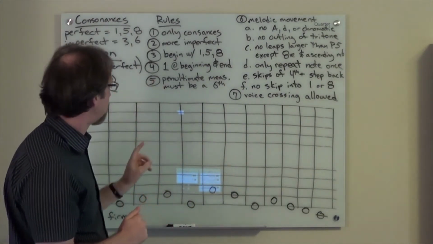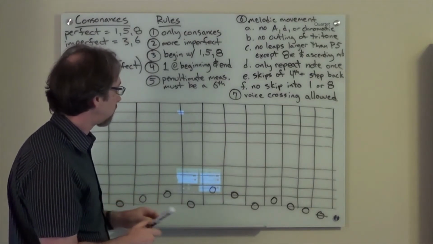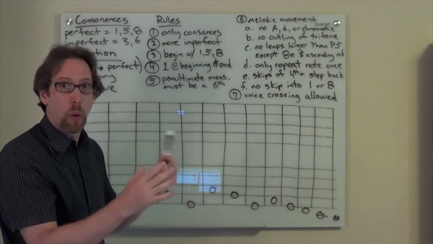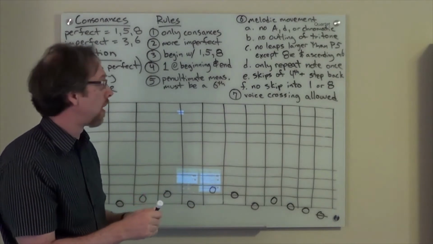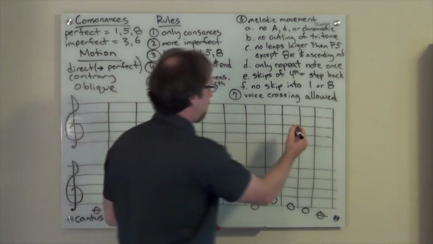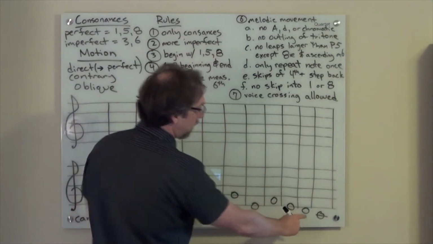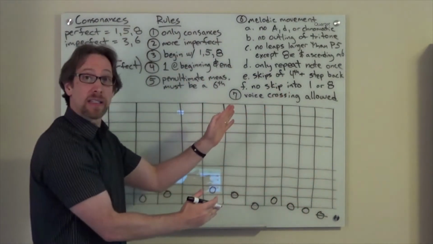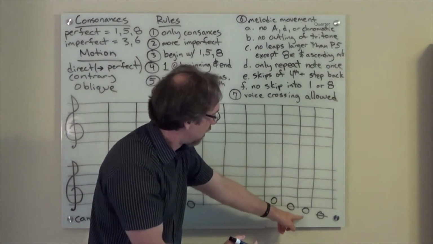Then the penultimate measure must be a sixth, or the enharmonic equivalent, which would be a minor third. So we're writing species counterpoint. I'm going to write that in right now. Our penultimate measure means second to last. So penultimate measure right here, we have a pitch.